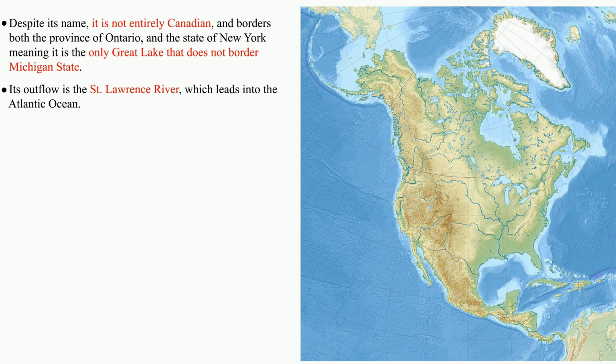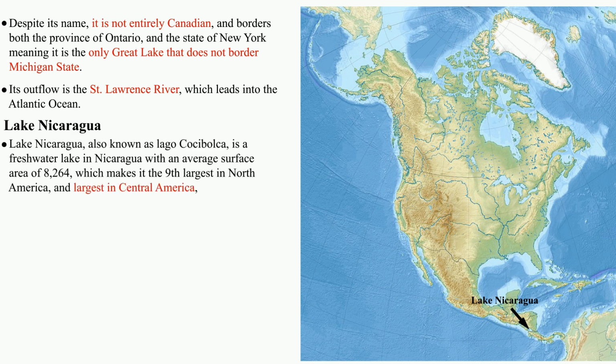Okay. Now the next lake is Lake Nicaragua. Lake Nicaragua, also known as Lago Coquibolca, is a freshwater lake in Nicaragua with an average surface area of 8,264 feet, which makes it the 9th largest lake in North America and the largest in Central America. Do remember this fact for prelims examination. It is the largest lake in Central America.